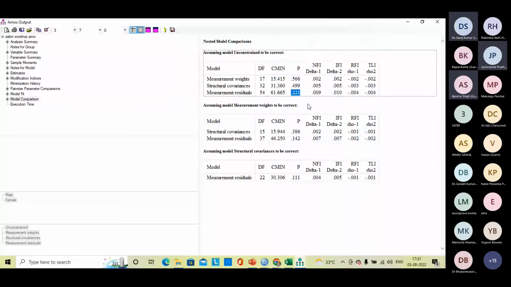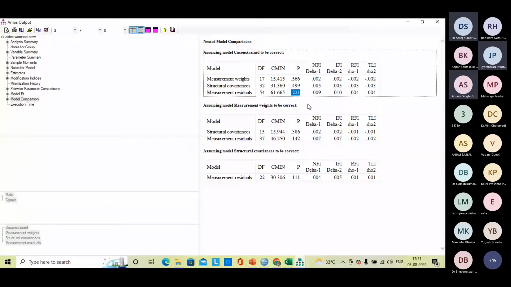Insignificant means the model is not measuring significantly different over male and female. That means invariance is proved. Invariance is proved. All of you clear till now?